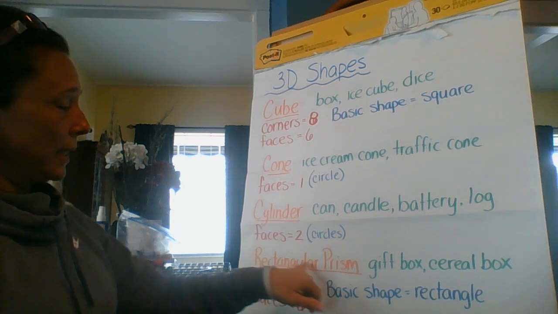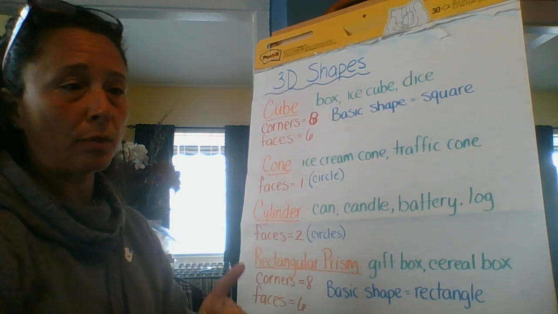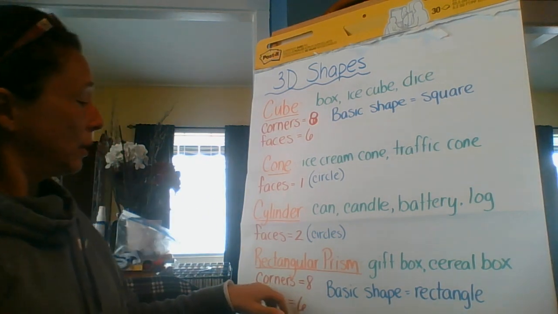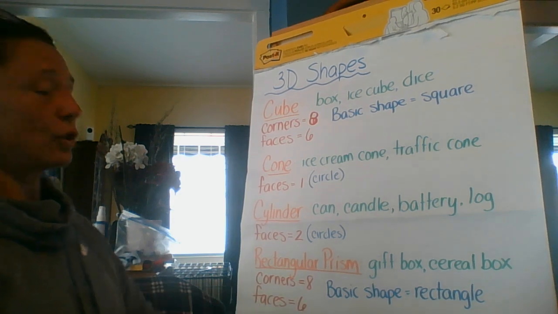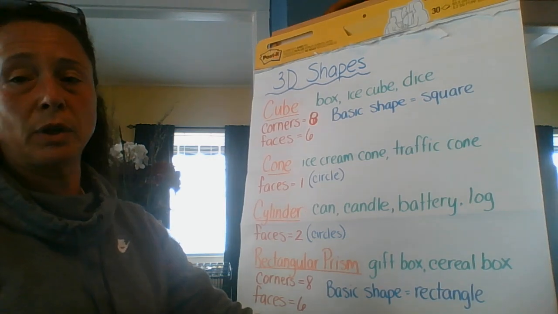The next one, which is way down at the bottom, is a rectangular prism. The shape is right in its name, rectangular, rectangle. It's based on a rectangle. Now let's remember a rectangle has 2 short sides and 2 long sides. So it's going to have 8 corners and it's going to have 6 faces. Those can be gift boxes or cereal boxes.